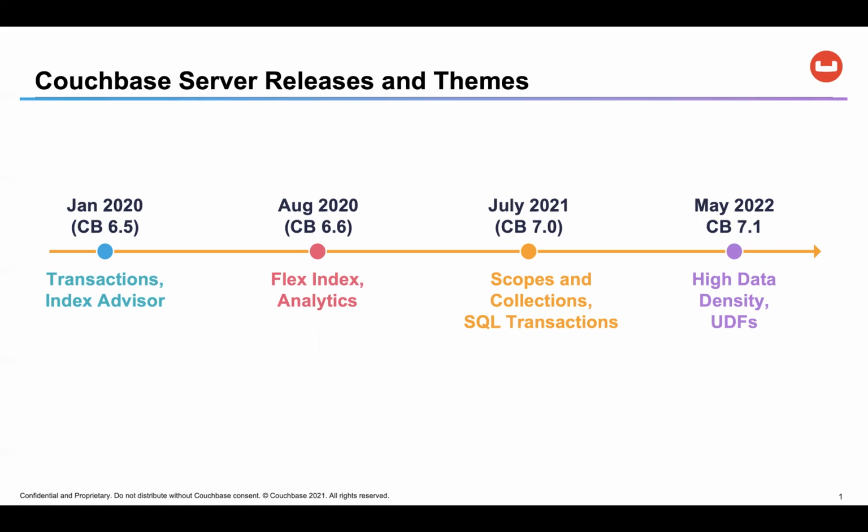In January of 2020, Couchbase Server 6.5 was released. It's already over 2 years old, which is hard to believe. And in the software vendor industry, that's actually a fairly long time. A lot has transpired since then.